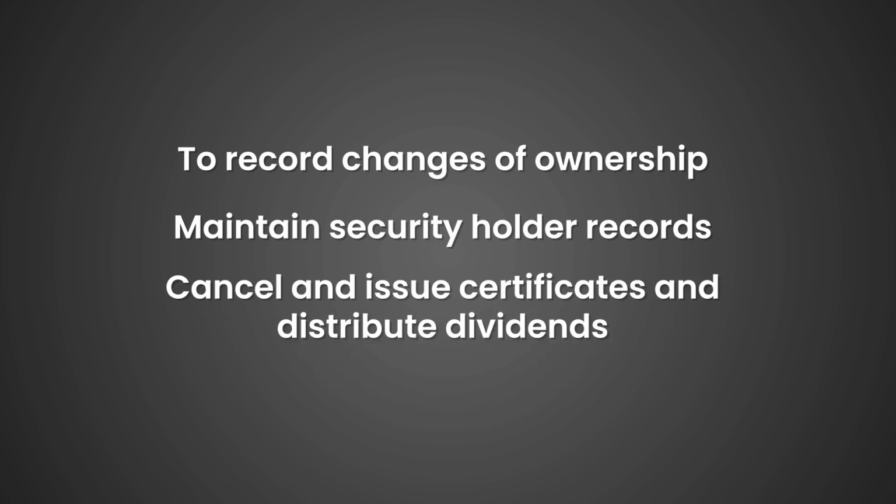The transfer agent works for the security issuer to record changes of ownership, maintain security holder records, cancel and issue certificates, and distribute dividends. Transfer agents are usually banks or trust companies, but sometimes a company acts as its own transfer agent, right? So transfer agents are required to be registered with the SEC or with the bank regulatory agency if the agent is a bank. Most issuers identify their transfer agent on their company website under the Investor Relations tab. You may need to contact the company directly to obtain the transfer agent's name and the contact information.